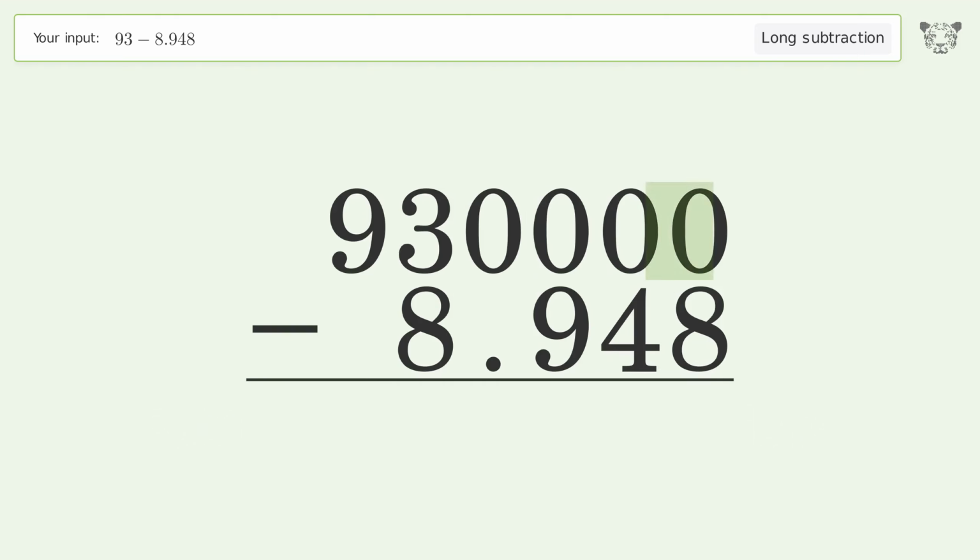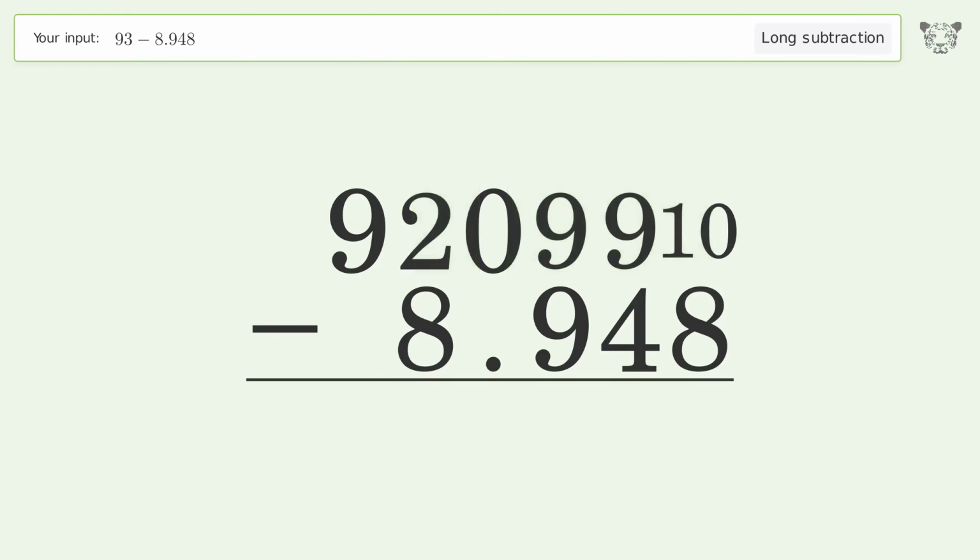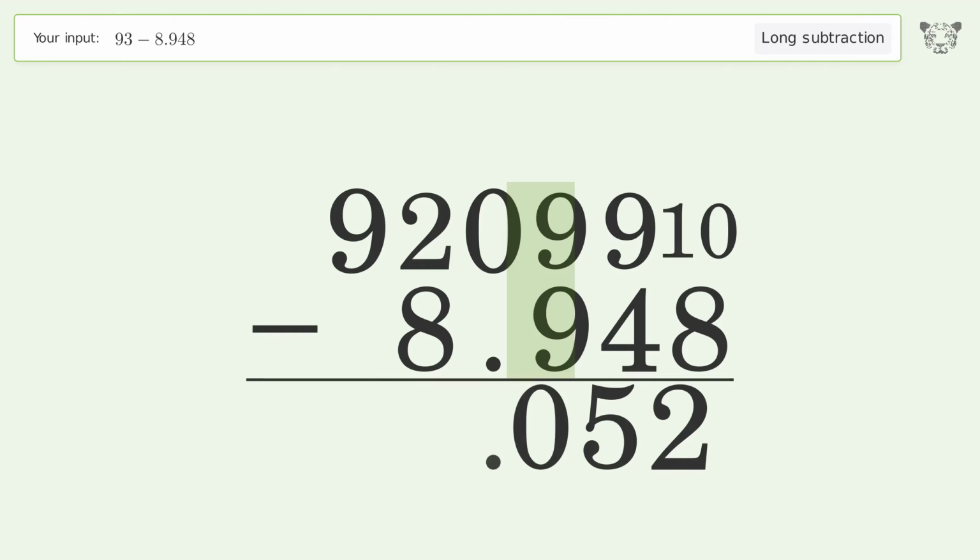Because the upper digit, 0, in the thousands column is too small to get a positive difference, borrow 1 from the number to the left, 3.00, which becomes 2.99, and get 10. 10 minus 8 equals 2. 9 minus 4 equals 5. 9 minus 9 equals 0.